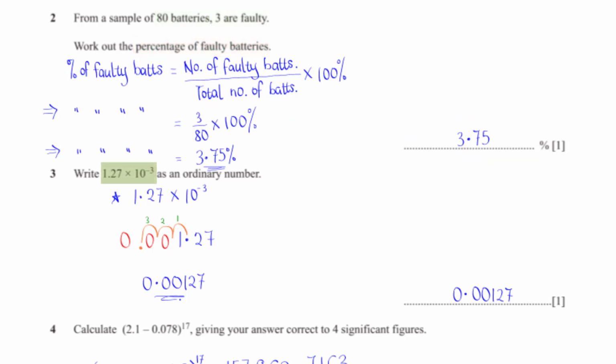Write 1.27 times 10 raised to the power negative 3 as an ordinary number. Because we have 10 raised to the power 3, we are going to shift the decimal point in 1.27 3 steps, and because 3 is negative, we are going to shift the decimal point to the left. So in doing that, we are left with 0.00127.